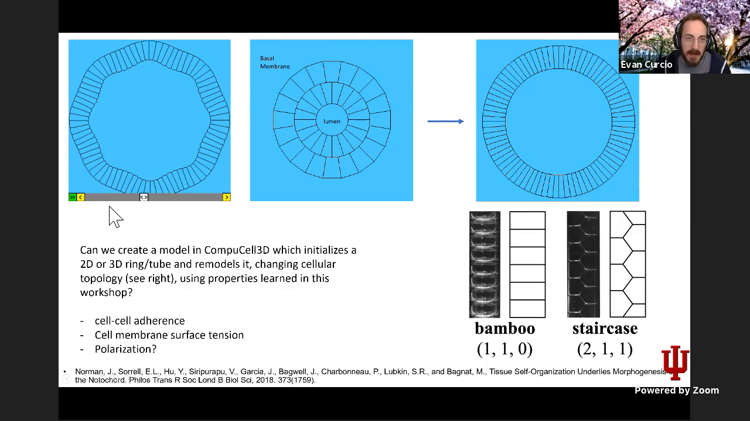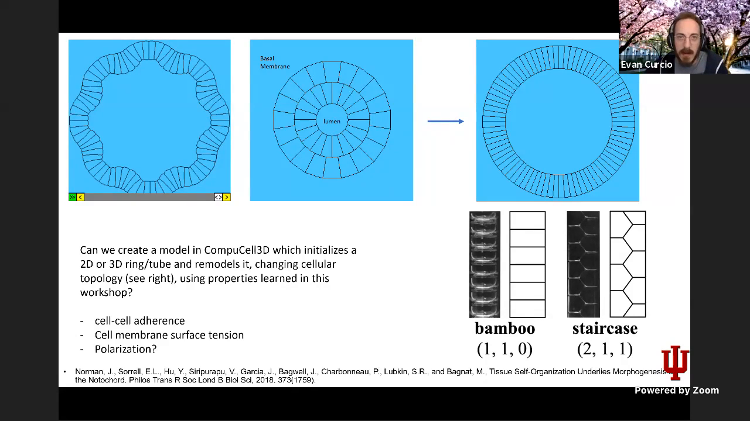So like I said, I was doing continuum modeling. So this is a Surface Evolver model, and it's just a toy model to look at how changes in surface tension, this apical constriction phenomenon that Priyam was talking about yesterday, can describe changes in cell shape and the geometry of the overall tube.